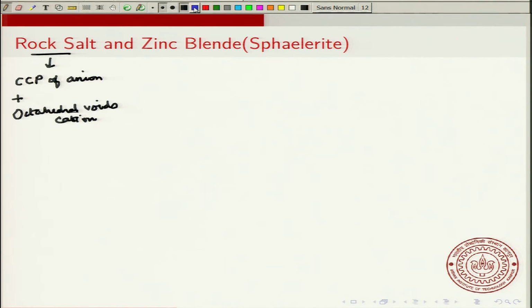Okay, and you can easily see what it will look like. If I use blue for the Na and red for the Cl, an example of a compound that forms this is NaCl. This is an ionic compound, so it is in the form sodium plus and chloride minus. Okay, and the chloride minus ions will form the close packed structure. So you'll have chloride which forms a close packed structure. Again, I'm not showing the chloride ions as touching each other.